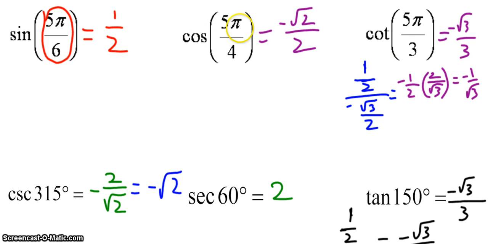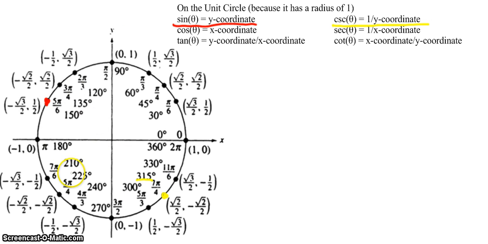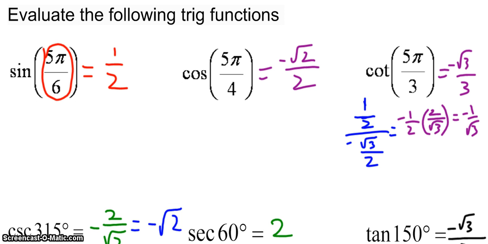Alright, so we should end up with the cosine of 5 pi over 4 is negative root 2 over 2. And again, I look at 5 pi over 4, cosine is the x value, which is negative root 2 over 2. Don't have to do any work.